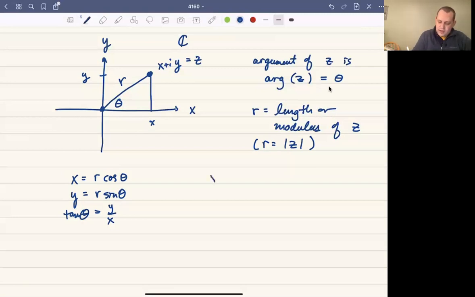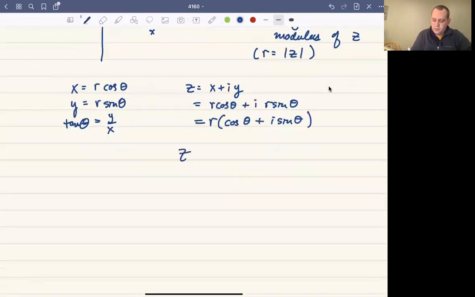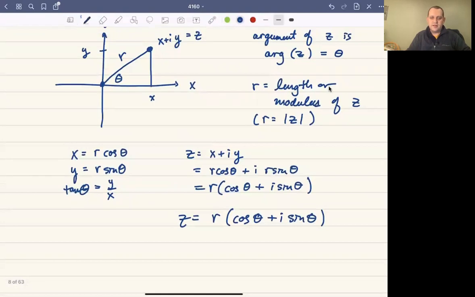And actually, if z is x plus iy, and x is r cosine theta, and y is r sine theta, then we can factor out the r, and we're left with cosine theta plus i sine theta. This is really going to be a useful notation for us. So you can write z as r times the quantity cosine theta plus i sine theta.